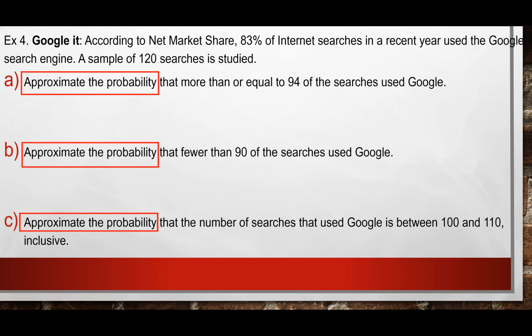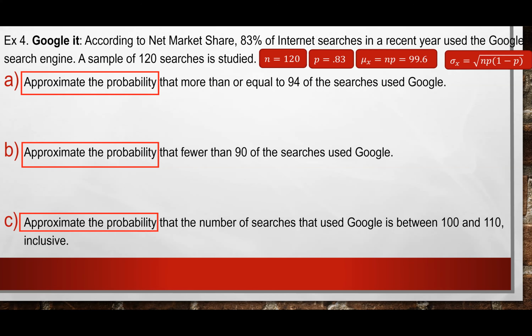So looking at this item, how do I find the mean? Reminder, to find the mean, you take n times p. The n times the p, that is your mean. In this case, n is 120, which is the total number of items we study, and p is the probability of success, the percentage they give you. So 120 times 0.83 gives me 99.6.